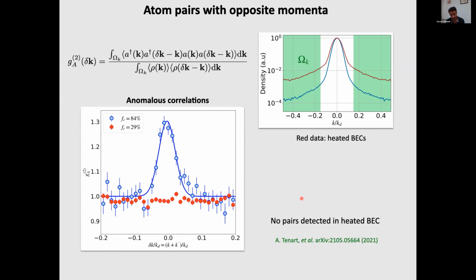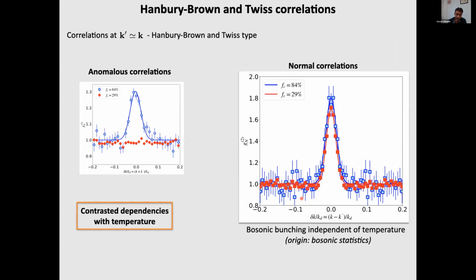So I said in the introduction that you have two types of two-body correlations: this anomalous correlation and the normal one associated to the bunching. So we also, in the same data set, calculated the normal correlations. For instance, I'm plotting here two different temperatures again, the same ones. And you see that, contrary to the anomalous correlation, the bosonic bunching is still there and hardly anything changes. So this really is related to the bosonic statistics, while our anomalous correlation is related to the presence of atom pairs associated with the quantum depletion.